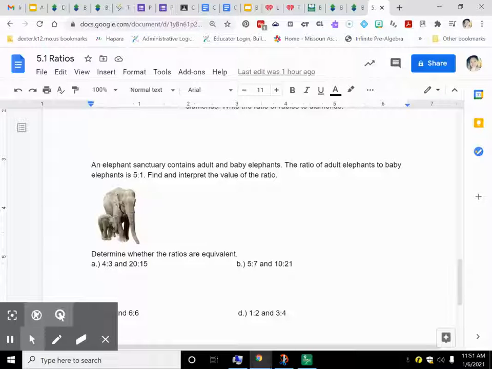Okay, my first question is, what is the value of this ratio? Parker? 5. 5 over 1? Or you could just say 5. Either of those work. 5 over 1 or 5.